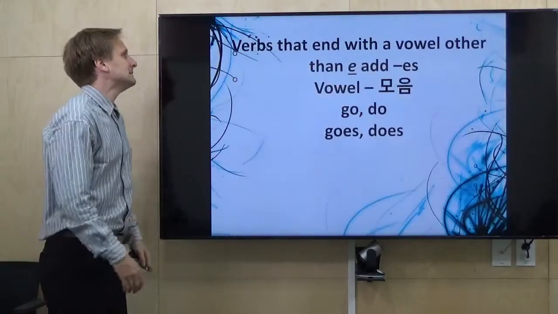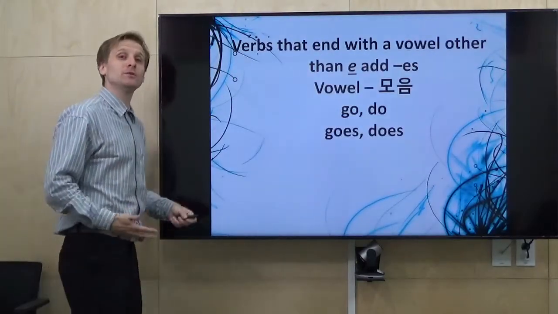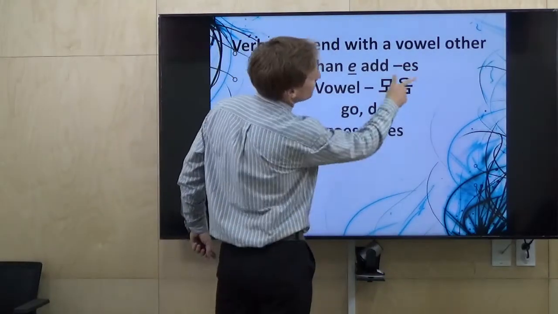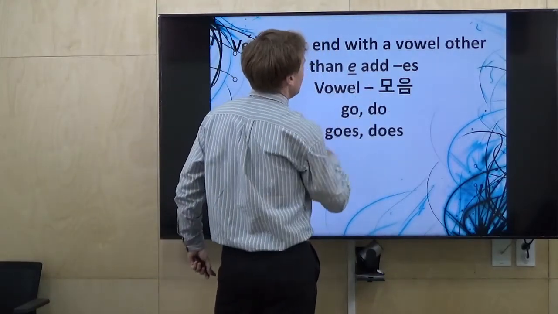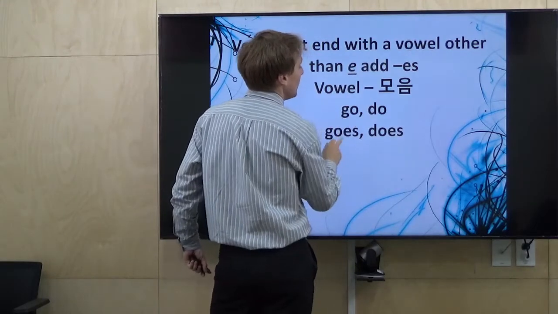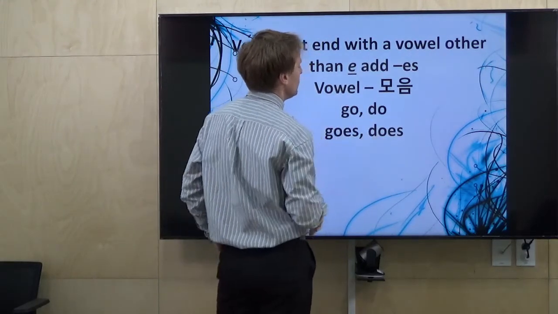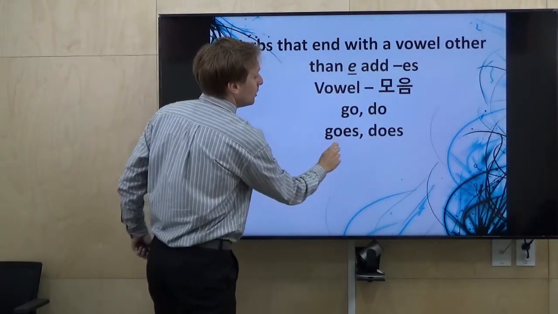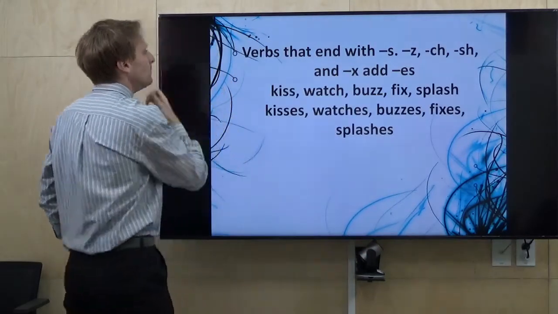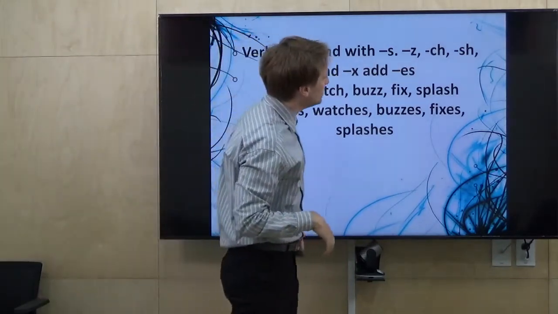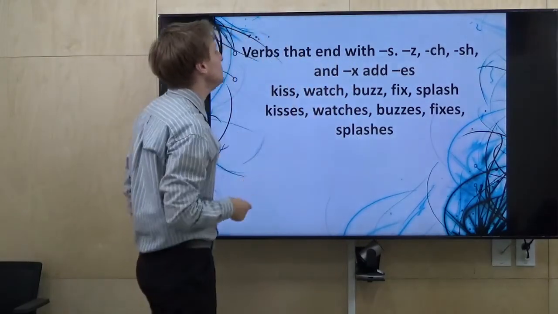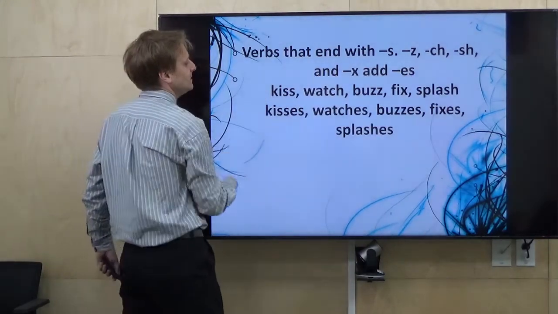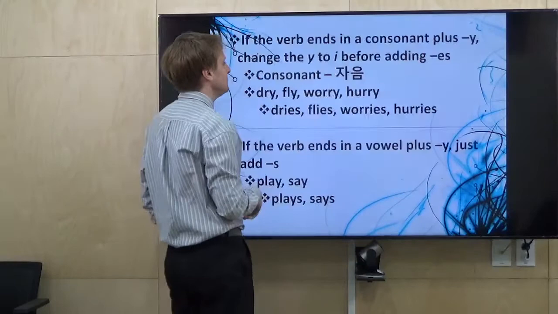Okay? But here are some rules for adding the S. Verbs that end with a vowel other than E, add ES. Go and do, we get goes and does. Okay? Go ends with a vowel, O. Alright? Verbs that end with an S, Z, sh, or ch, we usually add ES. Kisses, watches, buzzes, fixes.